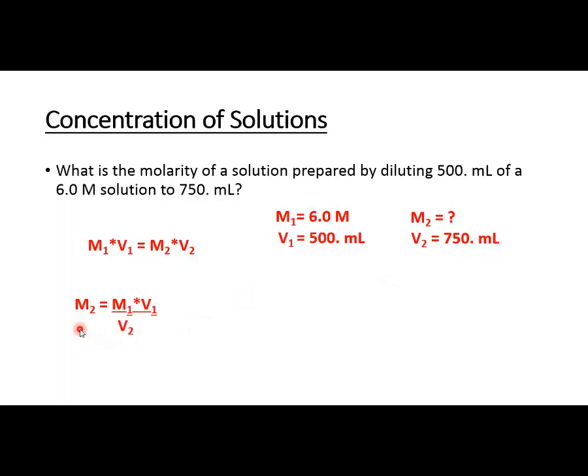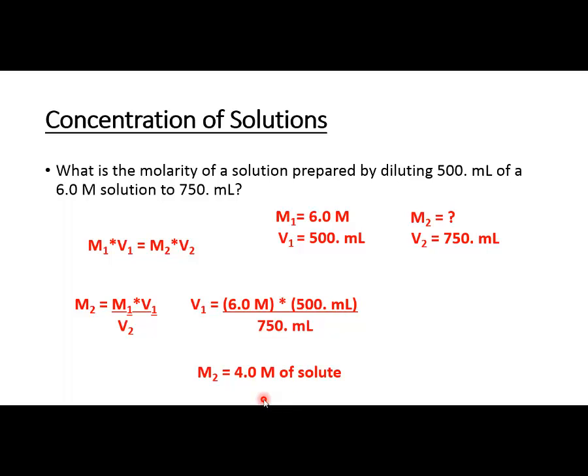Now I took the final molarity that I'd like to solve for. I isolated M sub 2 by dividing both sides by the final volume algebraically. Sorry, this should be M sub 2 here. My final molarity would just be my initial molarity of 6 molarity times my volume of 500 milliliters divided by the final volume of 750 milliliters. So my molarity 2 is equal to 4.0 molarity.